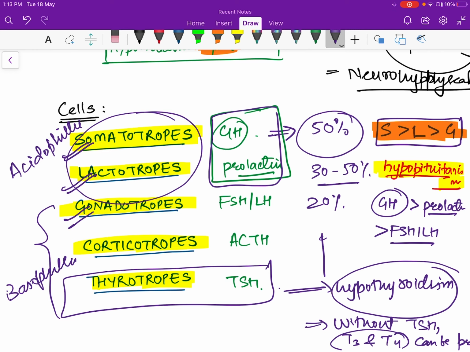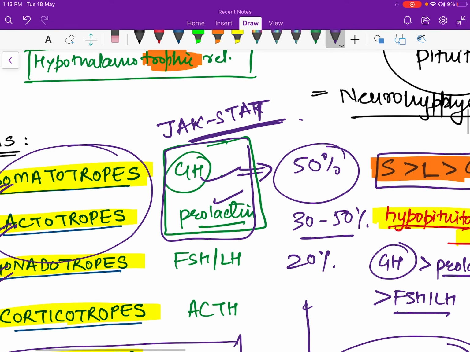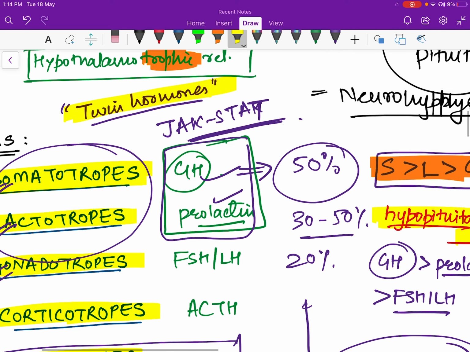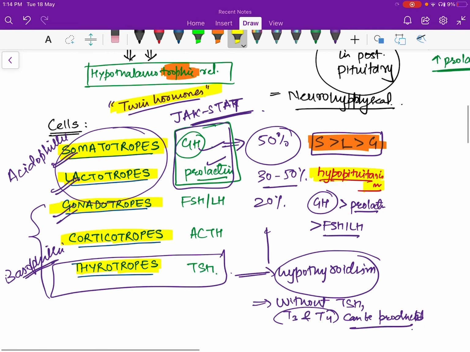There are some other similarities as well between growth hormone and prolactin. First, they are produced by acidophilic cells, and they both act by the same mechanism, that's the JAK-STAT tyrosine kinase pathway. Because of this, these two hormones are given a fancy name. They are called twin hormones. So that's about different types of cells.